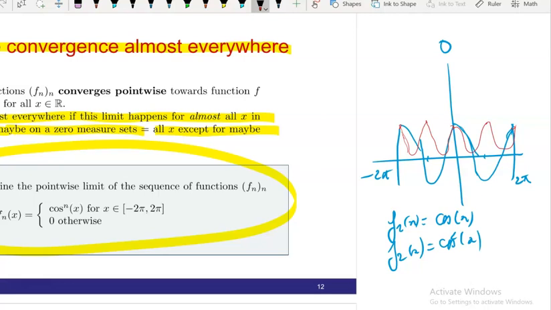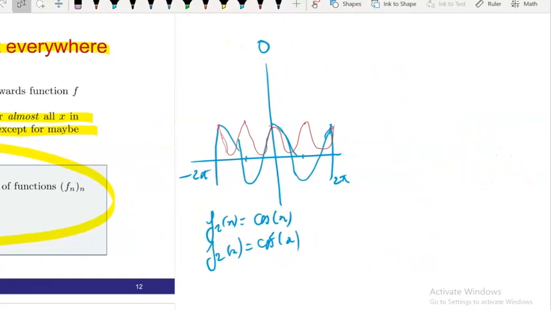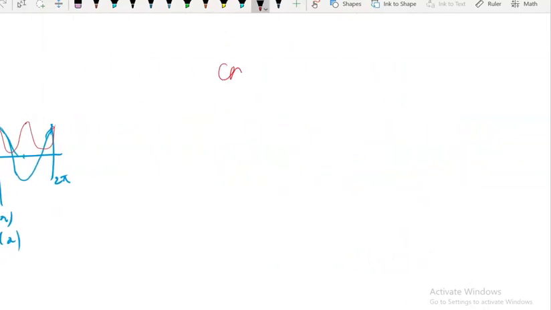The representation is not very good, but the idea is that we want to understand what it's going to do as n tends to infinity. Okay, so cosine n of x as n tends to infinity. So what is the limit function? Only for x between negative 2 pi and 2 pi, because outside, my sequence of functions is equal to 0. So maybe you can pause now and have some thoughts about it.